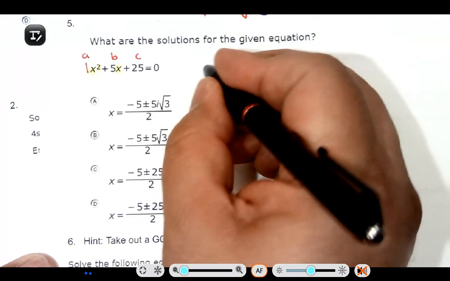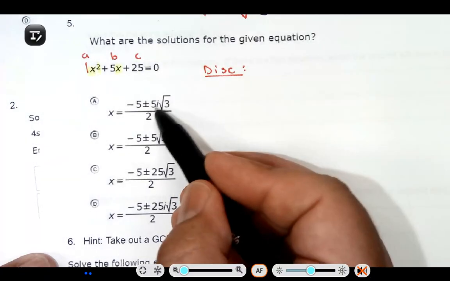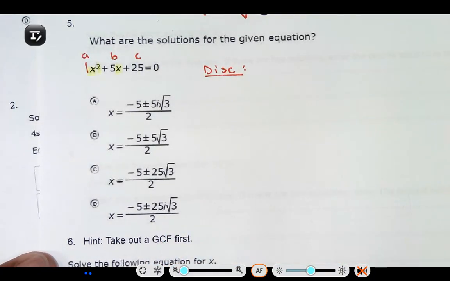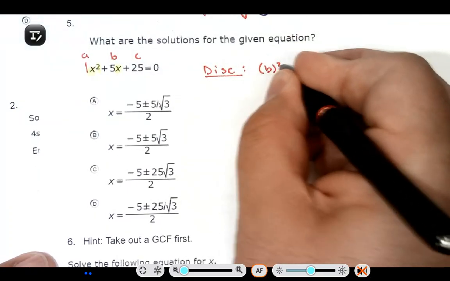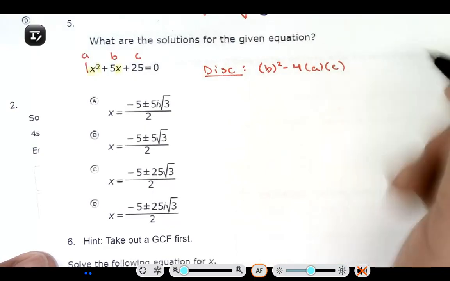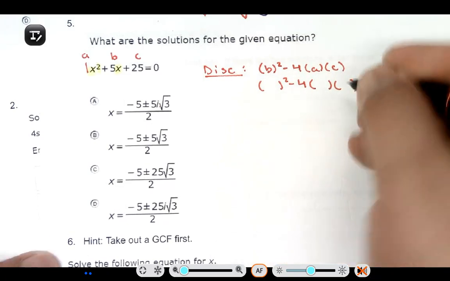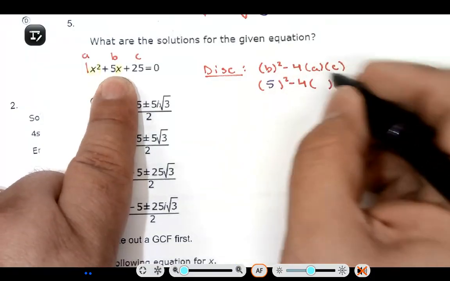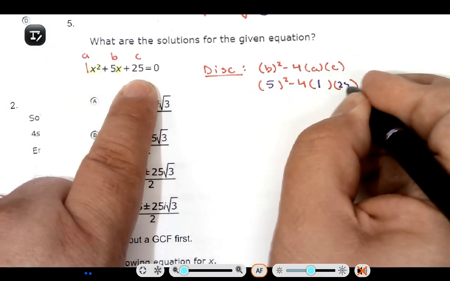And what we did in class was we actually talked about the discriminant first. Because notice, some of these have i in them, some of them don't. So the discriminant is going to help me reduce the number of choices. So it says b squared minus 4ac. Again, it's in your form, it's in your word wall there. All right, b squared minus 4ac. We're going to plug in our numbers. So b squared is 5 squared. The a is a 1. The c is a 25.